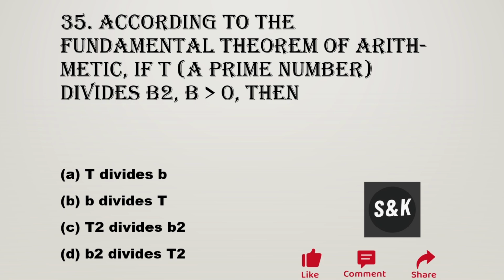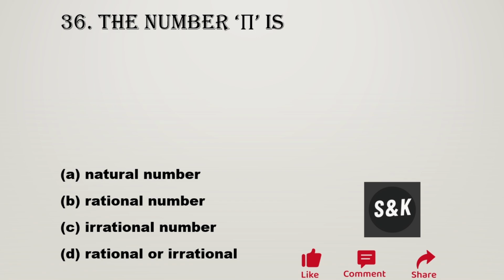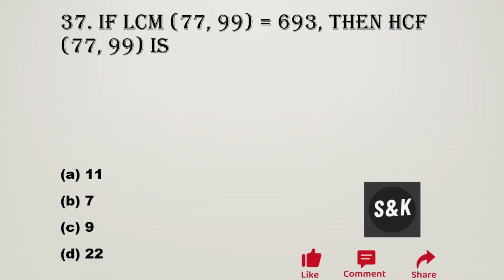According to the fundamental theorem of arithmetic, if t, a prime number, divides b square where b is more than 0, then t divides b also. The number pi is an irrational number. If LCM of 77 and 99 equals 693, then HCF of 77 and 99 is 11.